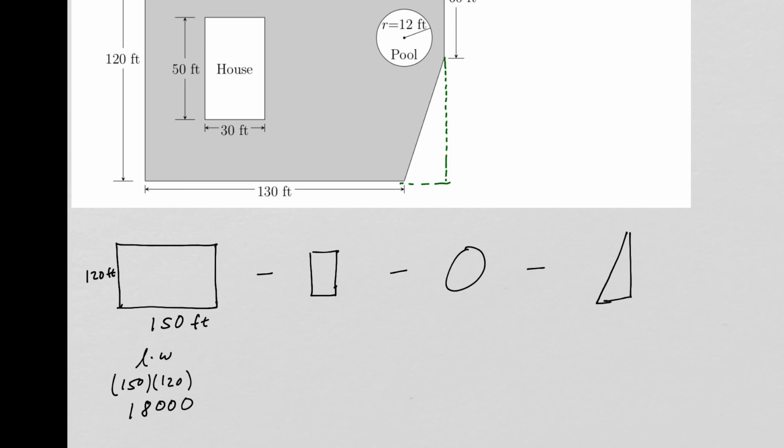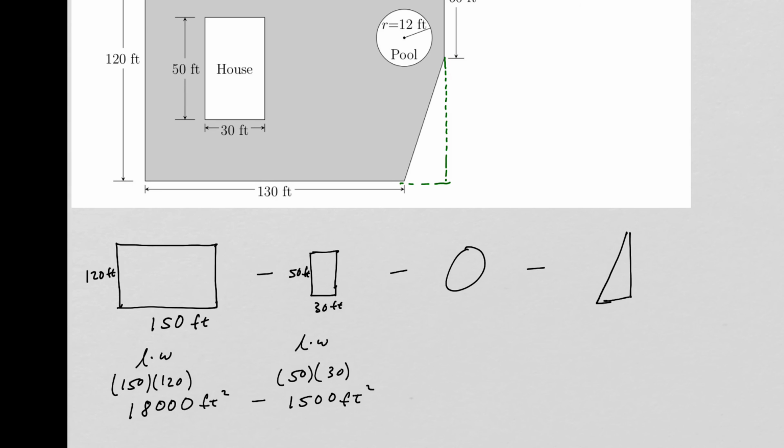Okay, then I have the area of the house. That's also a rectangle, right? And in this case, it looks like the length is 50 and the width is 30. So length times width, this is going to be 50 times 30. So that's 1,500. By the way, this is really feet squared. But I'm subtracting that.